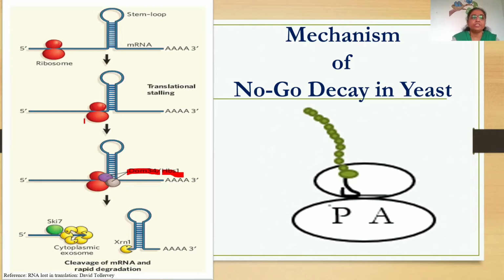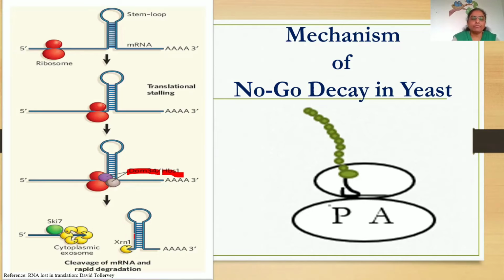Dom34 or Hbs1, or another nuclease, is going to cleave upstream of this ribosome. Here is a ribosome, this is an RNA, and upstream of this there is a cleavage. After that, the ribosome dissociation factors come and dissociate the translational unit. The mRNA becomes free, and the ribosome becomes free.